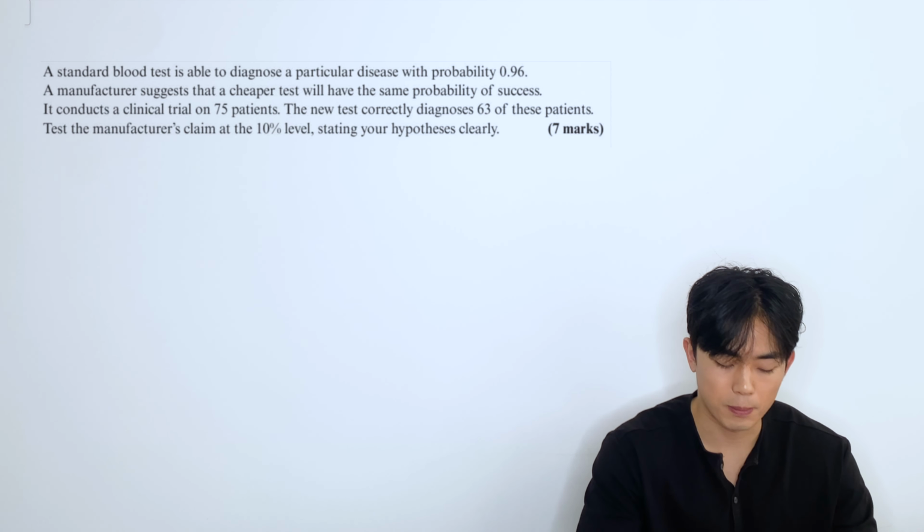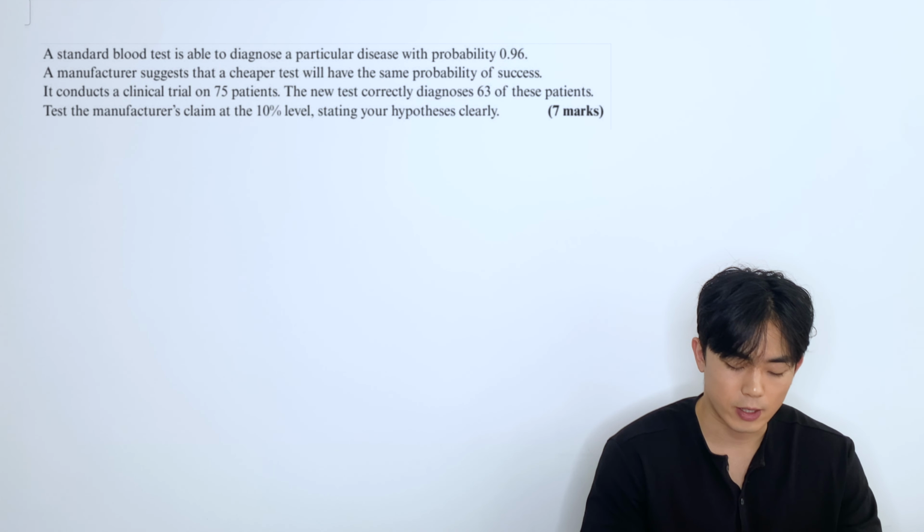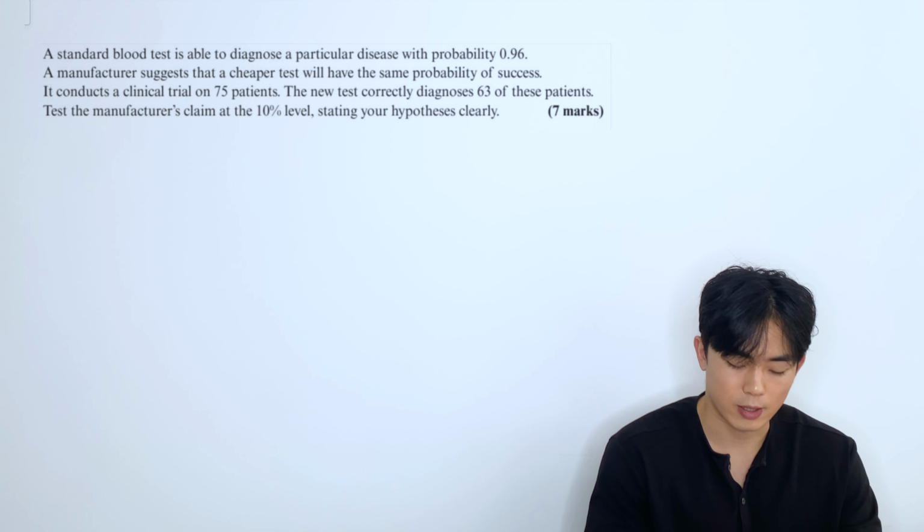So we have a standard blood test that is able to diagnose a particular disease with a probability of 0.96. A manufacturer suggests that a cheaper test will have the same probability of success. It conducts a clinical trial with incentivized patients. The new test correctly diagnoses 63 of these patients. Test the manufacturer's claim at the 10% level.